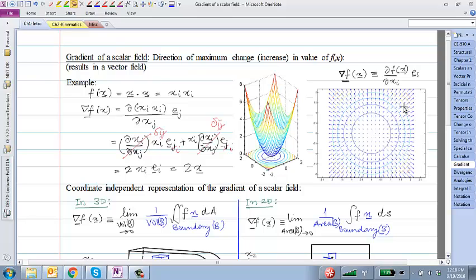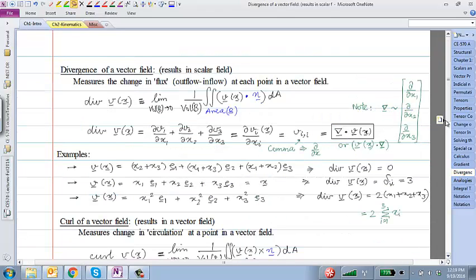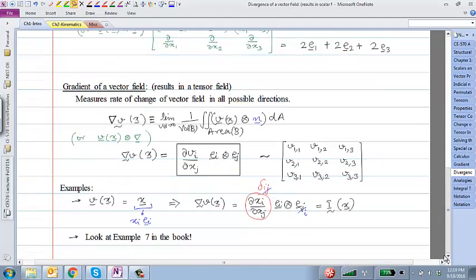That's a component visualization, but what does a tensor look like? It looks like ellipsoids or spheres, right? Identity tensor looks like a sphere. So what that says is that if you go to any point in the space of this vector field, the gradient of that vector field looks like an identity tensor, which is a sphere, which measures the rate of change of that vector field in all possible directions. So basically, we have covered these three types of derivatives for the vector field.